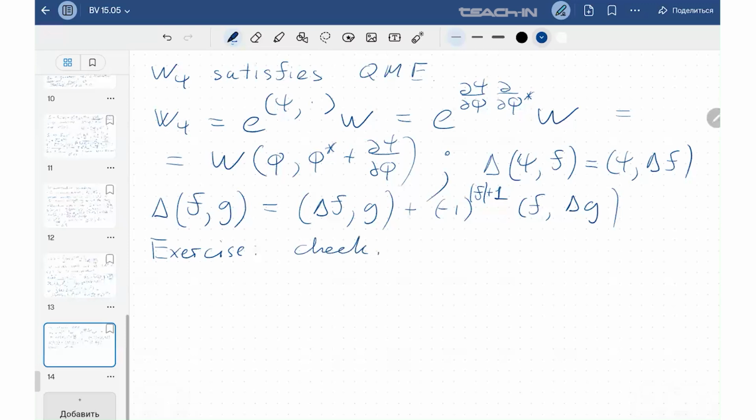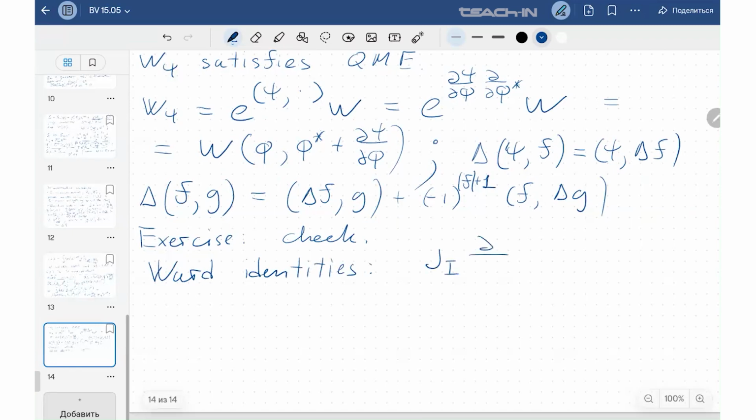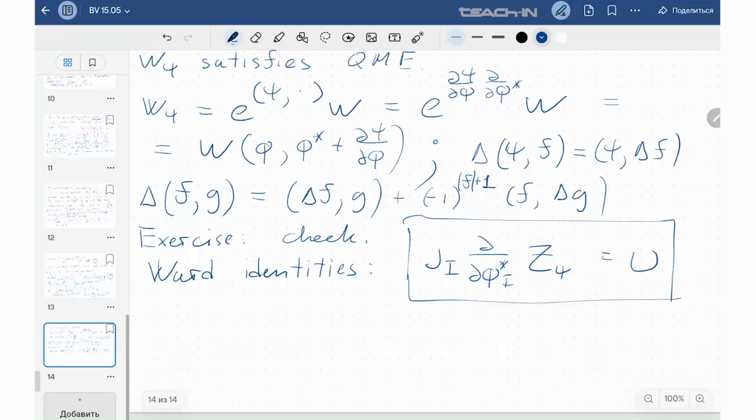Okay, so we completed our derivation. So let me repeat that our Ward identities in this formalism look like this. So it is just J_i d over d phi star_i acting on Z_psi equals 0. So quite a compact and universal form.